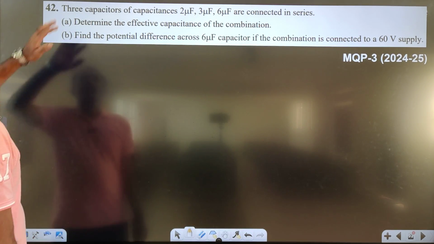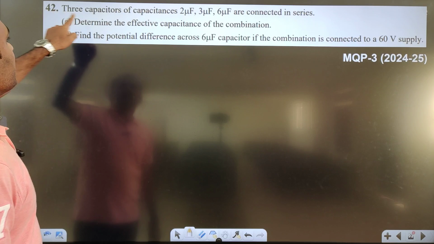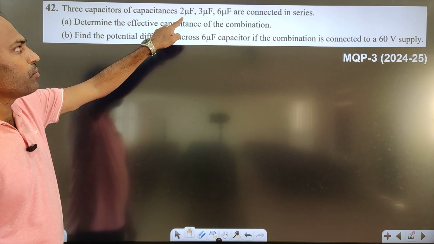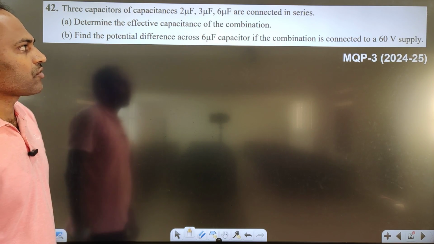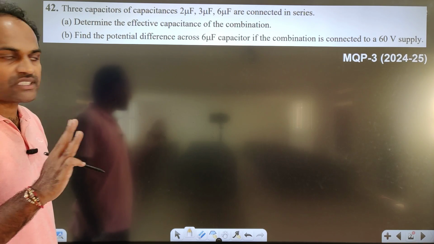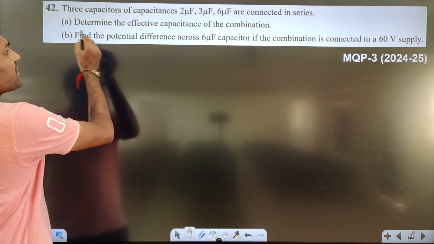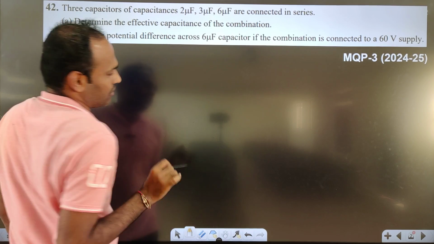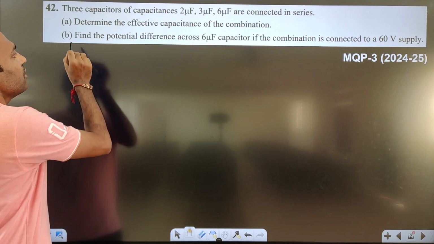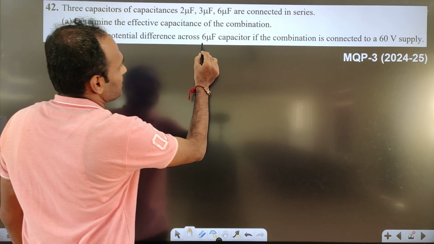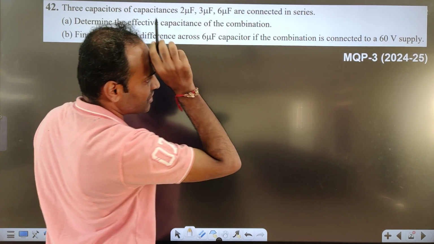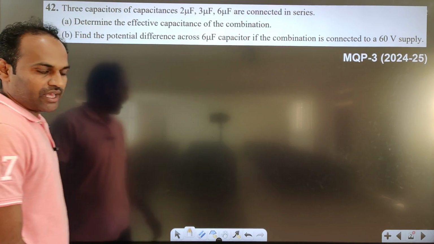See, okay, the first question is: 3 capacitors of capacitances 2 microfarad, 3 microfarad and 6 microfarad are connected in series. The capacitors are in series. Determine the effective capacitance of the combination. Okay, effective capacitance has to be found. Find the potential difference across the 6 microfarad capacitor if the combination is connected to a 60 volt supply.